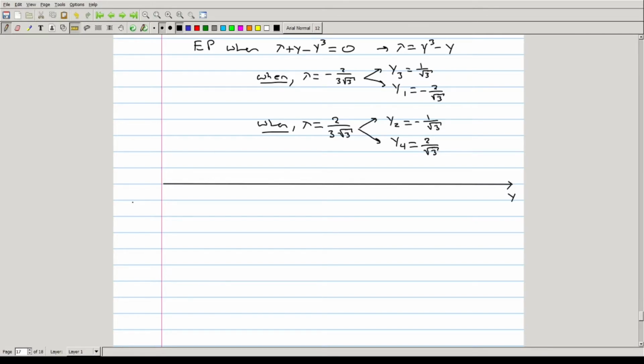Or of lambda. So when lambda is less than negative 2 over the square root of 3 times 3, and we put 0 here, and we'll put a spot for y1, a spot for y2, a spot for y3, and a spot for y4 on this diagram right here.